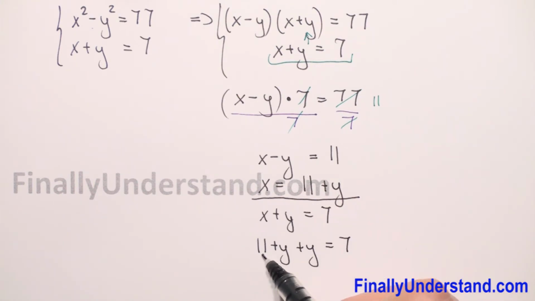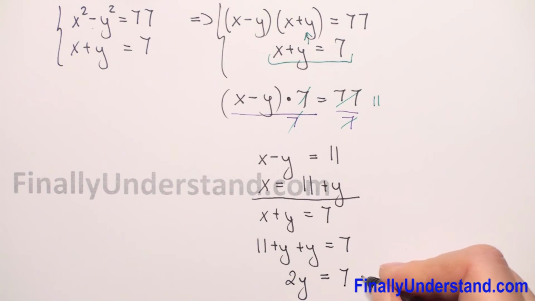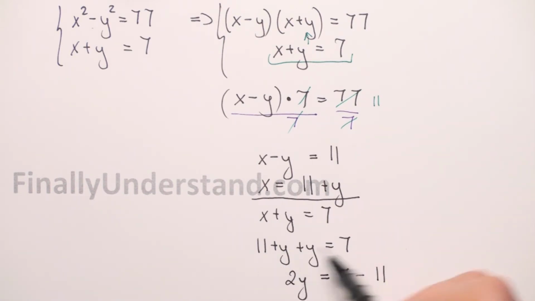So I will move 11 to the right side, and y plus y, this is 2y. So this is equal to 7 minus 11. When we move to the other side, we have to change the sign. It was positive, so now it's negative. And here we have like an invisible 1 and 1. We copy y and we just add coefficients. 1 plus 1 is 2. So that's why we got 2y.